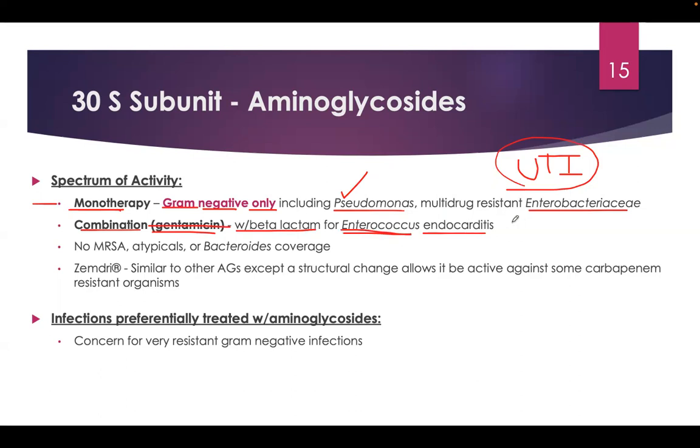And remember, this would be one of the exceptions where ceftriaxone, brand name Rocephin, would be dosed at 2 grams every 8 hours. But you're not going to get MRSA coverage, nor atypicals, nor your anaerobic coverage. But this is the Zemdri. This is the plazomycin. It is similar to other aminoglycosides, but there is a structural change which allows it to be active against some carbapenem-resistant organisms.